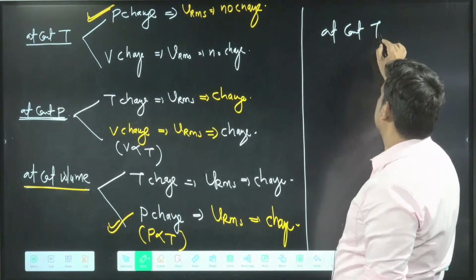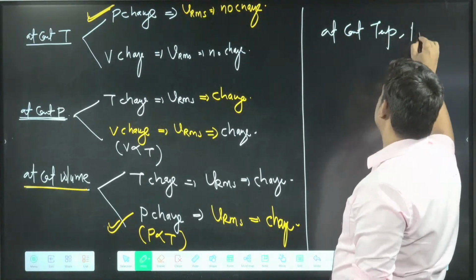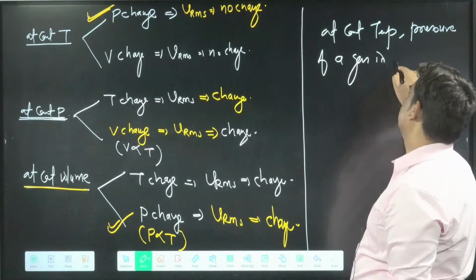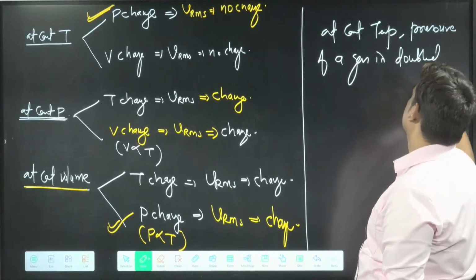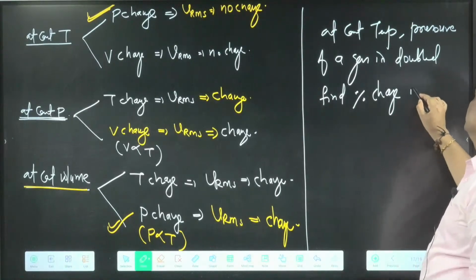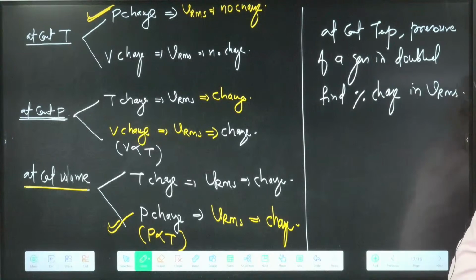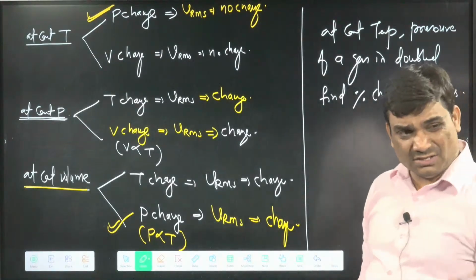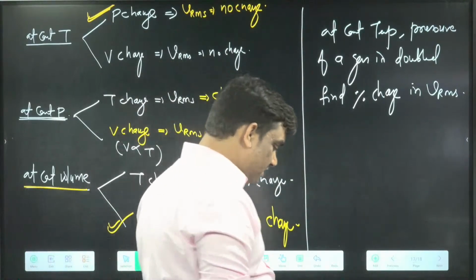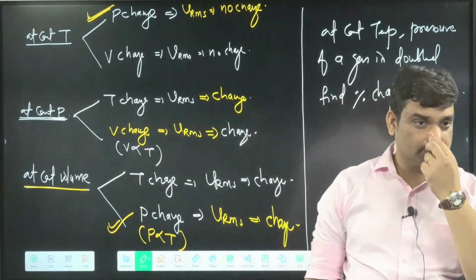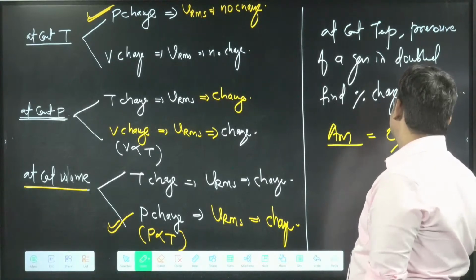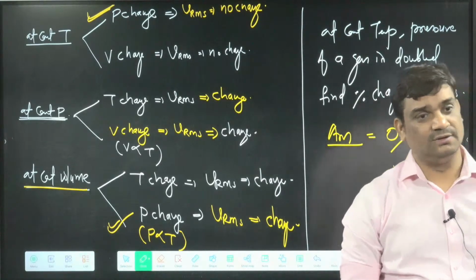At constant temperature, pressure of a gas is doubled. Find percentage change in VRMS. At constant temperature, pressure of a gas is doubled, then percentage change in VRMS, what will be your answer? We can say the answer is going to be 0%. And why 0%? Because temperature is constant, that's why the answer is 0%.